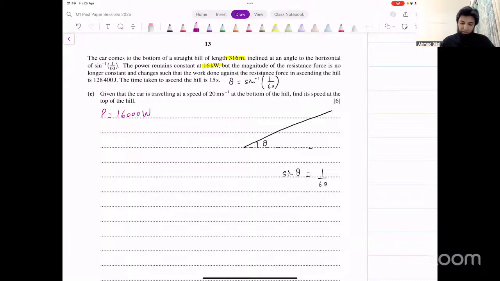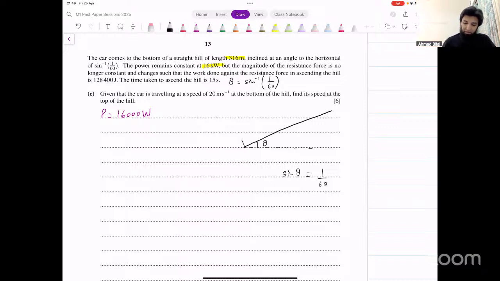Magnitude of the resistance is no longer constant. If the resistance is no longer constant, then that means you cannot use any constant acceleration formulas here. Okay, don't try that because the forces are not constant. When the forces are not constant, then the acceleration is not going to be constant as well. So you can't use constant acceleration formulas here. We know the power. We know the length of the straight hill.